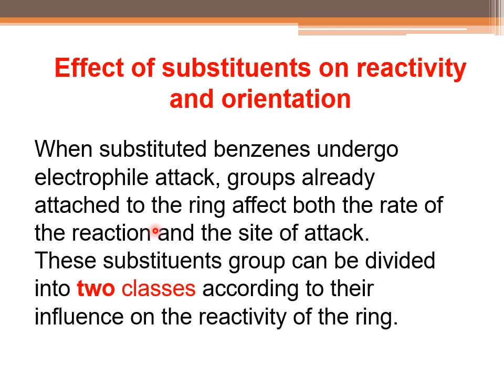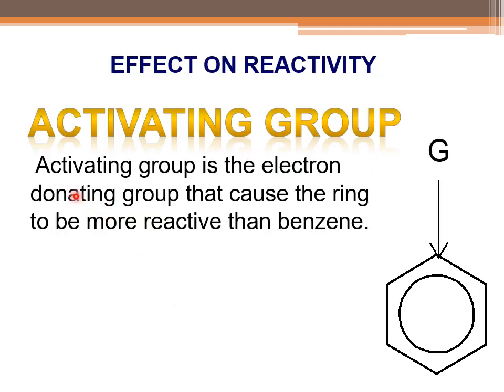This substituent group can be divided into 2 classes according to their influence on the reactivity of the ring. An activating group is the electron donating group that causes the ring to become more reactive than benzene. An example of an activating group, or we call it electron donating group EDG, is listed in table 6.3. An example is an amino group, a hydroxy group, an R, and so on.